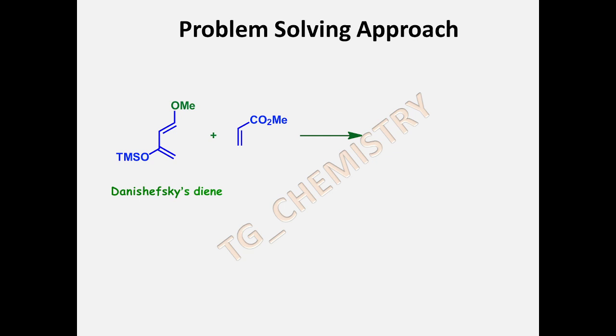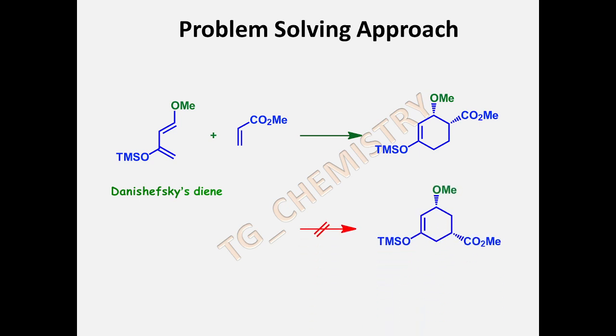We here have the Danishefsky's diene and the vinyl ester, and here we can see that the product is supposed to be the upper one. If we rotate and use another way of approaching of the dienophile towards the diene, we will not get the 1,3 substituted product or the meta product as the major one. Rather, that can be minor, and in that case that will not form.